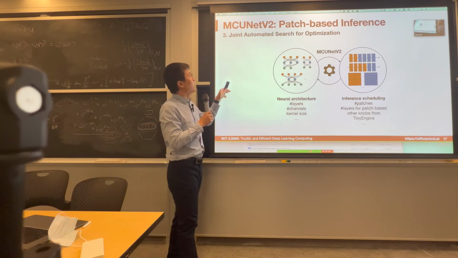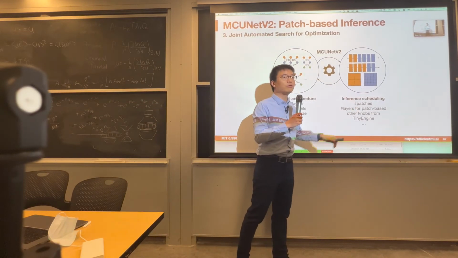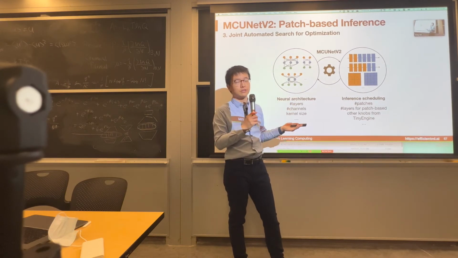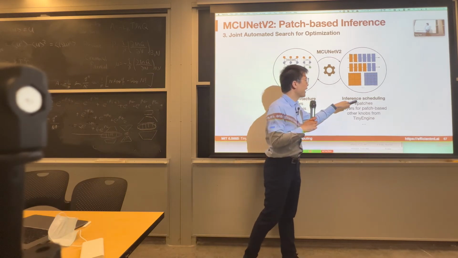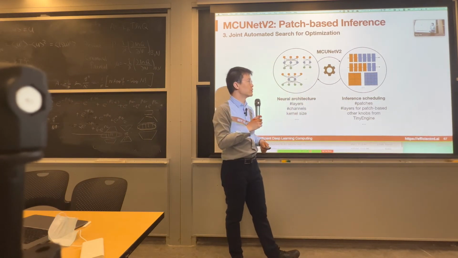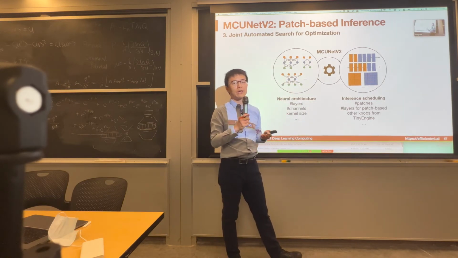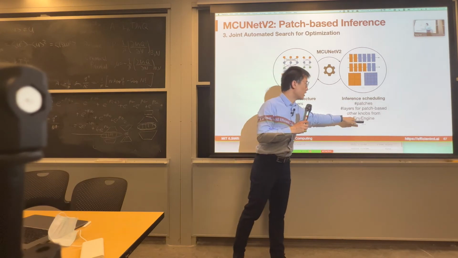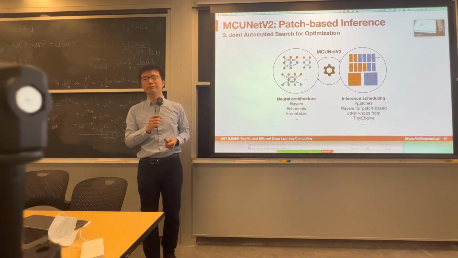And finally, we jointly optimize the neural network architecture and also the inference scheduling. Number of layers, number of channels, the kernel size, as we did before in the once-for-all technique. And also here we tune the inference scheduling, including the number of patches. How many layers are we using the patch-based inference versus per layer-based inference? Other knobs are the same as TinyEngine.